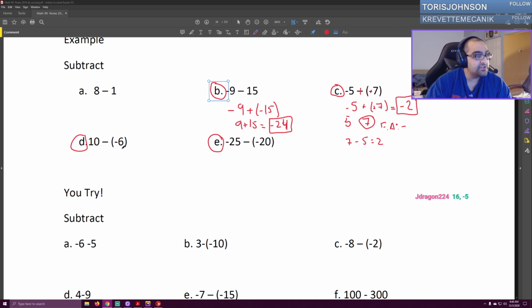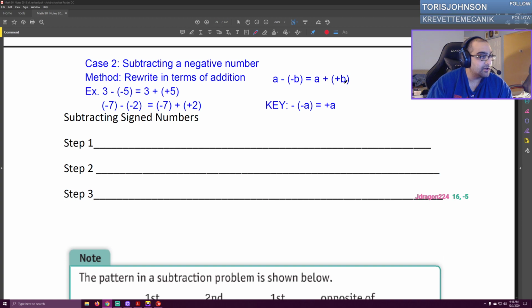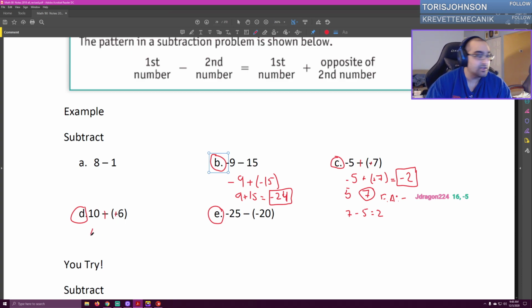Now here we have 10 minus negative 6. So again, we are subtracting a negative number here. So if we're subtracting a negative number, we're going to use that second case back again. We're going to change both of those to positive. So this becomes a plus and this becomes a plus. So actually we have 10 plus positive 6, or again, 10 plus 6, whichever way you want to call it. So this here straight up will be 16. 16 is correct for that.